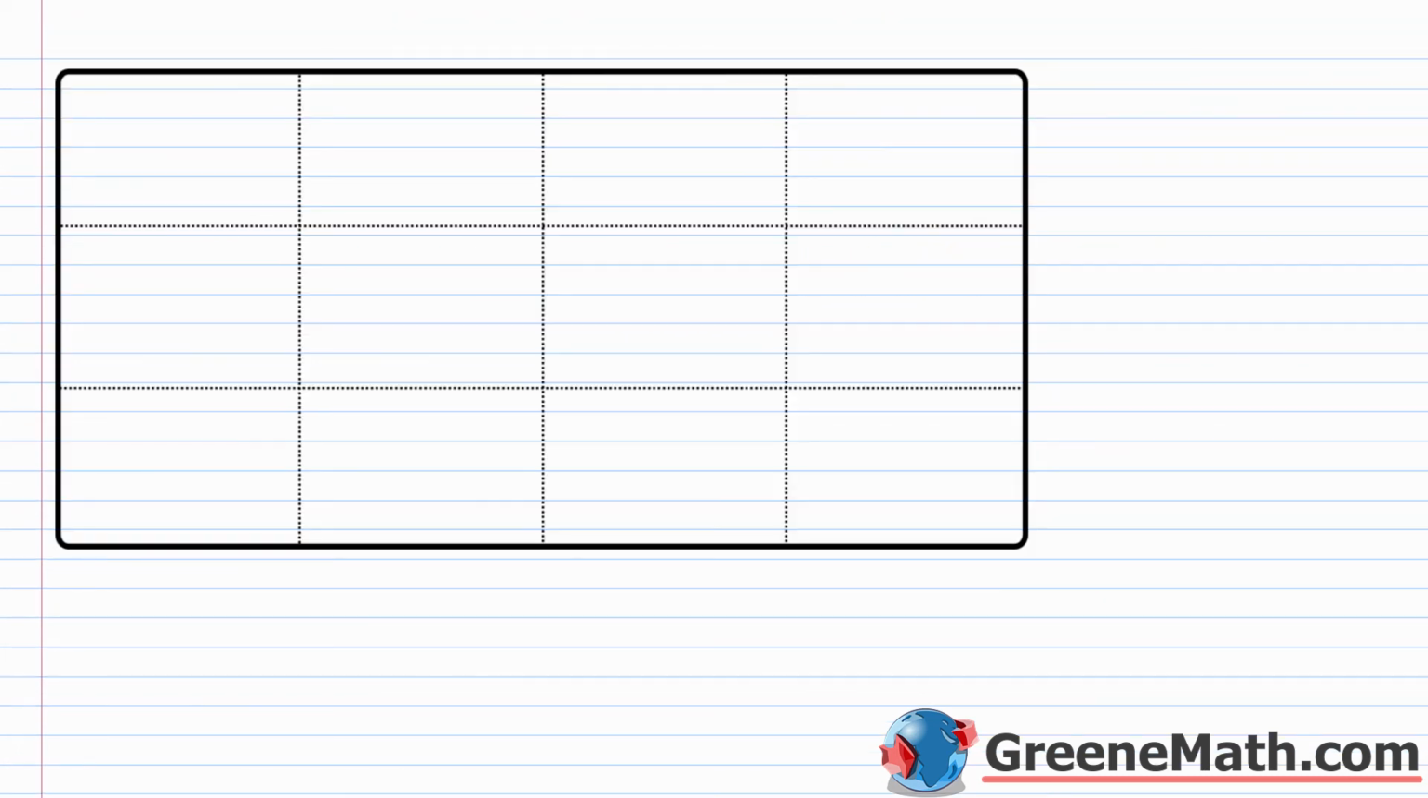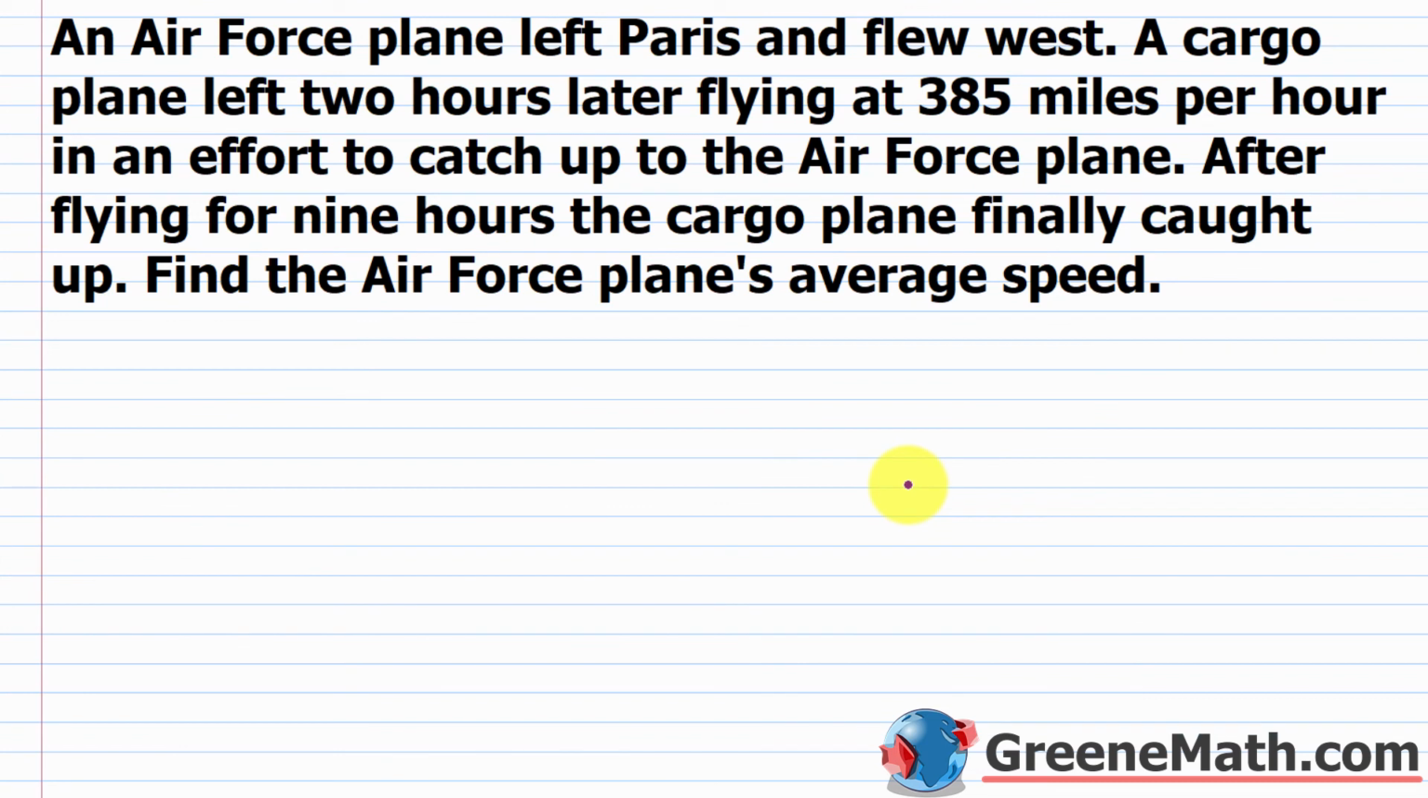So coming down here, again, we have distance is equal to rate of speed times time traveled. And so here we have a cargo plane, and then we have an Air Force plane. Let me just put A.F. for Air Force. So coming back up, to get the information we need, we're asked to find the Air Force plane's average speed. Let's let x equal that, so I'll put A.F. speed.